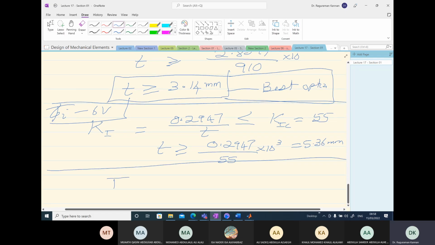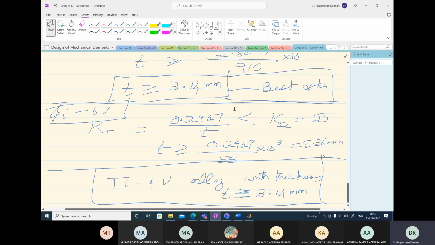So the material is titanium 6V alloy, should be used with thickness T at the least, so greater than or equal to 3.14 millimeters. So this is the answer. Okay. So for your problem, the thickness must be minimum 3.14 millimeters with 6V alloy. Is the solution clear?